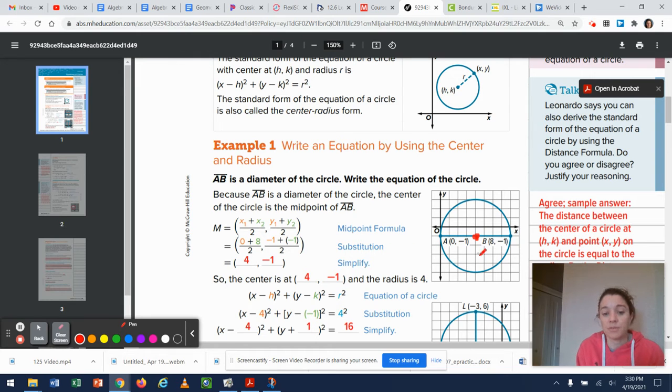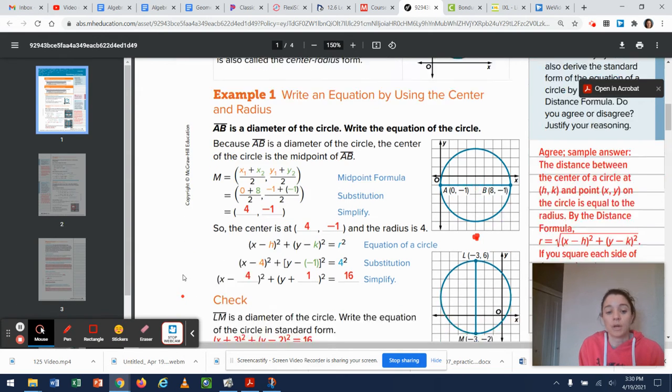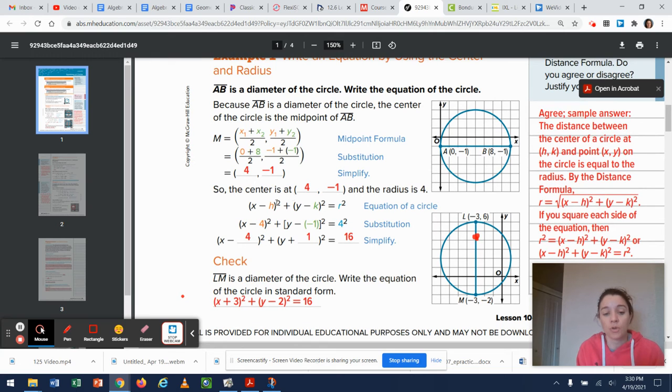The other part we have to do is find the length of the radius. And the radius is just going to be the length from the center to the edge. So we've already counted that, and that ends up being 4. So now we're ready to start plugging it back into our equation. So I have 4 for my center that I'm going to put in that h spot, and I have -1 that I'm going to put in that k spot.